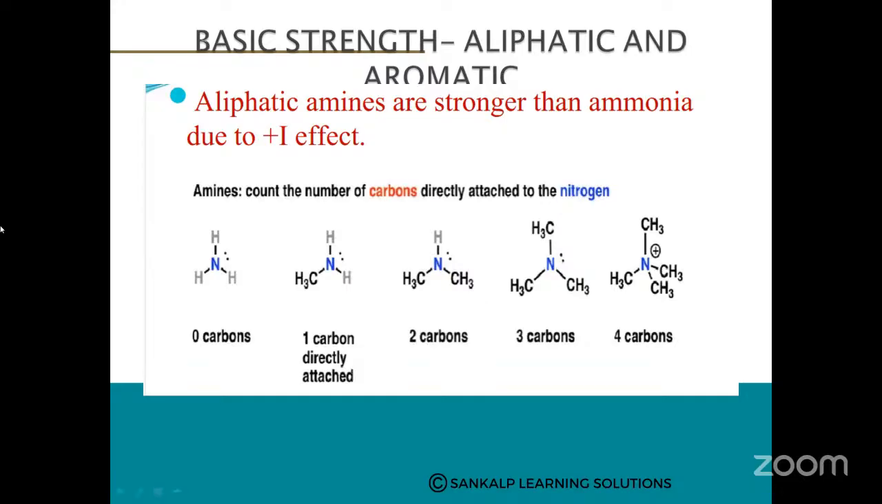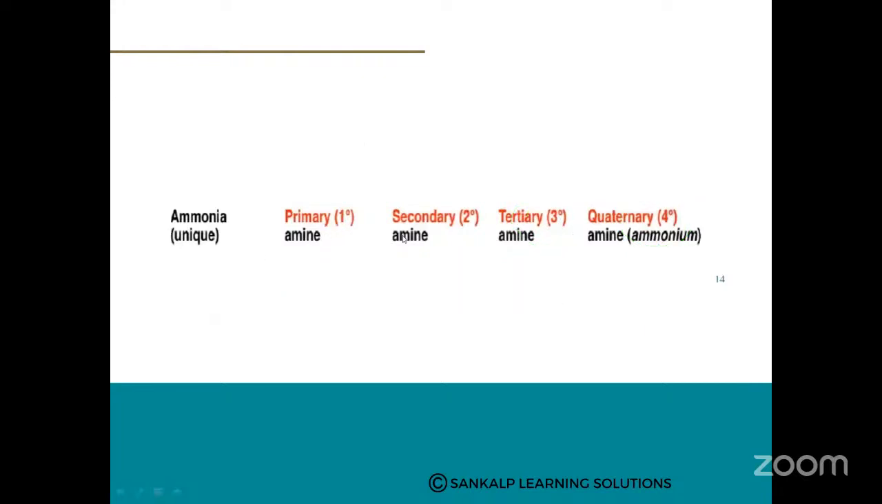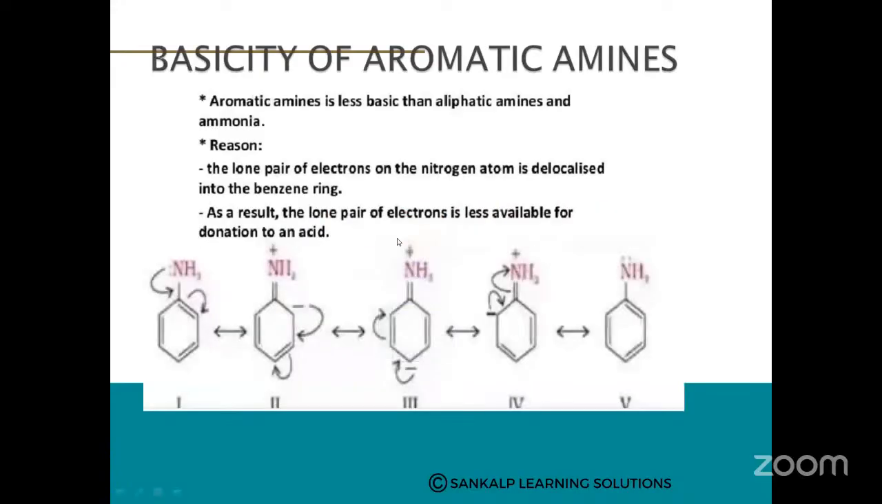Aliphatic amines are stronger bases than ammonia due to the plus I effect. Count the number of carbon atoms directly attached to the nitrogen. Here, no carbon atom, so zero. Here two carbon atoms, here three, and here four. So these are ammonia, primary amine, secondary amine, tertiary amine, and quaternary ammonium salt.